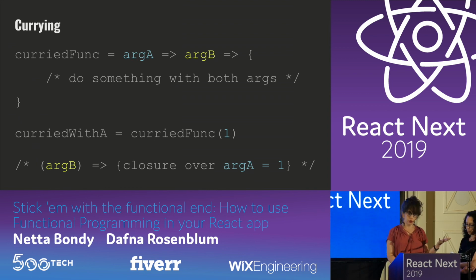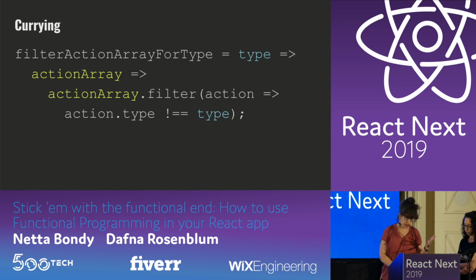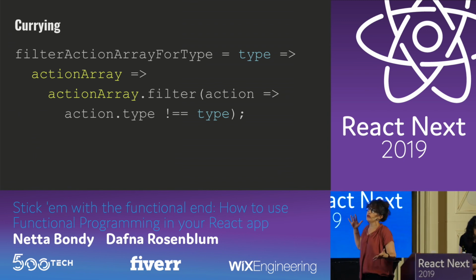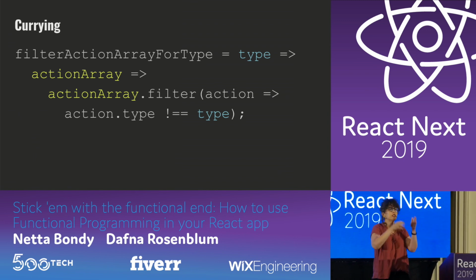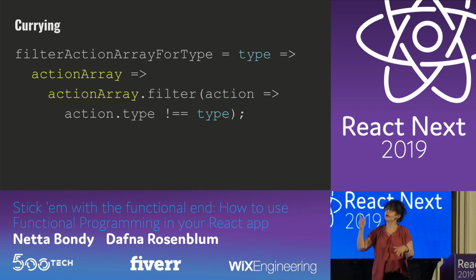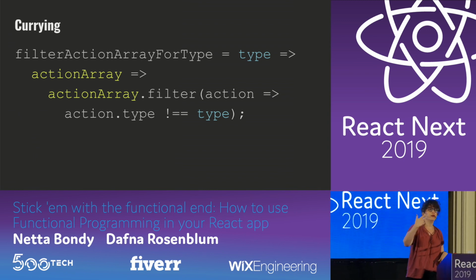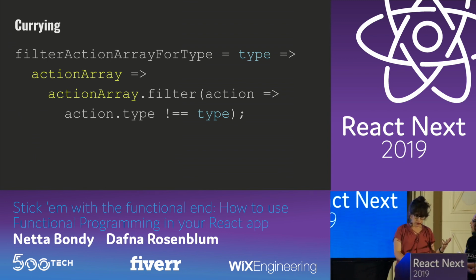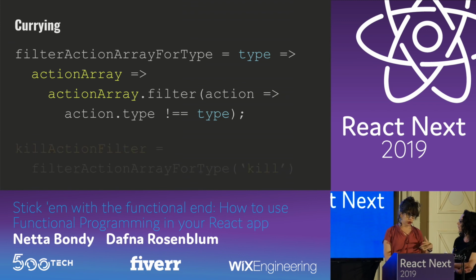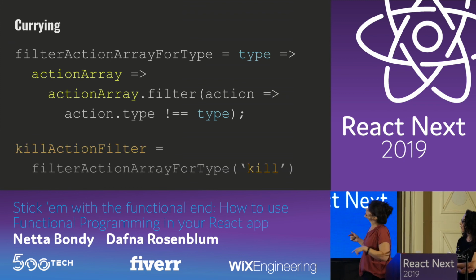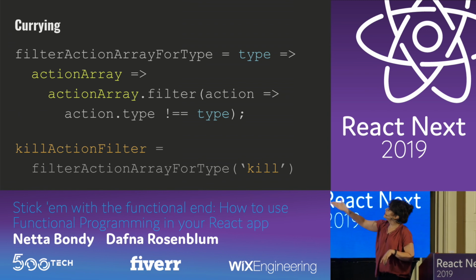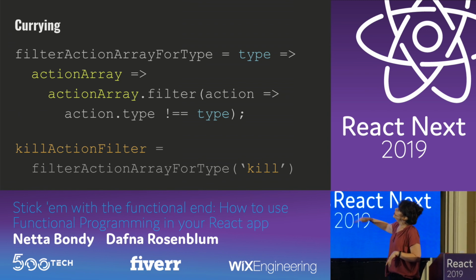The way this would work in a real-life app is something like this. So you remember I have all of these actions, and I have a different subset of actions for every character based on their states. So I want to be able to filter those actions for whatever type of action I want. So for example, I can decide to use this function to filter for the kill action, and I then create this kill action filter.